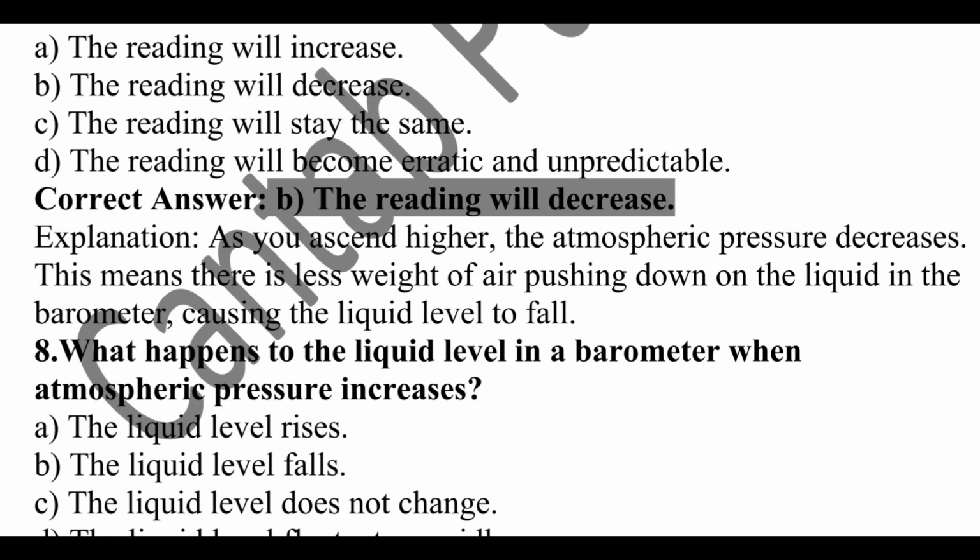Explanation: as you ascend higher, the atmospheric pressure decreases. This means there is less weight of air pushing down on the liquid in the barometer, causing the liquid level to fall.